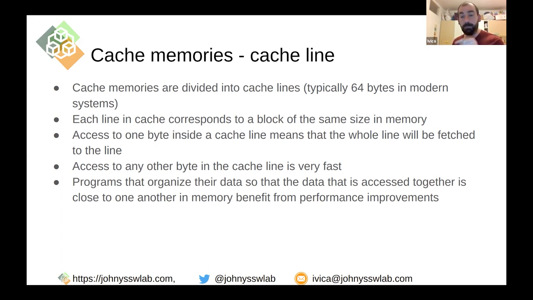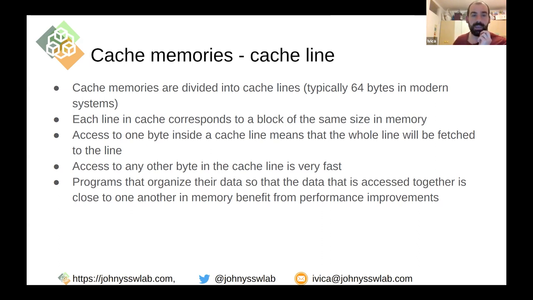If you access even one byte inside the line, the whole 64 byte line will get loaded into the cache. And you need to be aware of that, because you need to organize your data like that. So when you're accessing one byte in the cache or one integer inside a line, you want your next access to be also in the same cache line, because this will save some cycles.